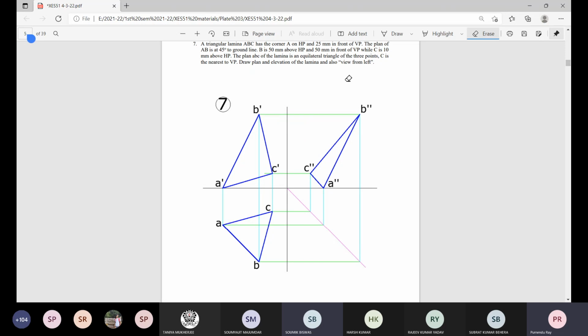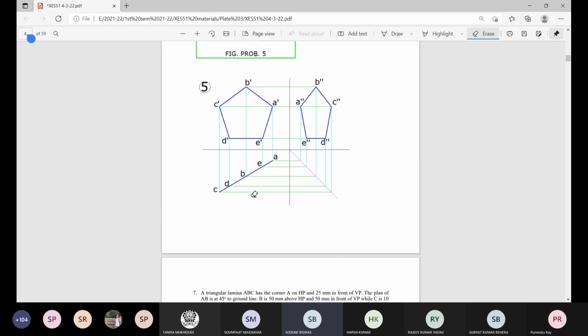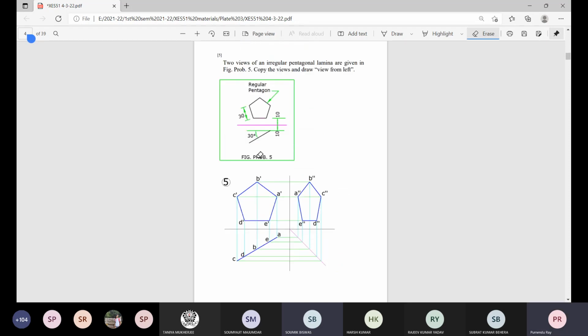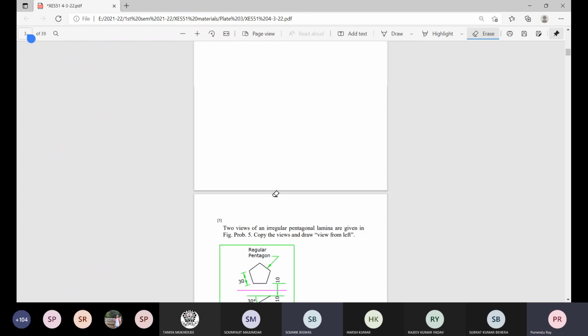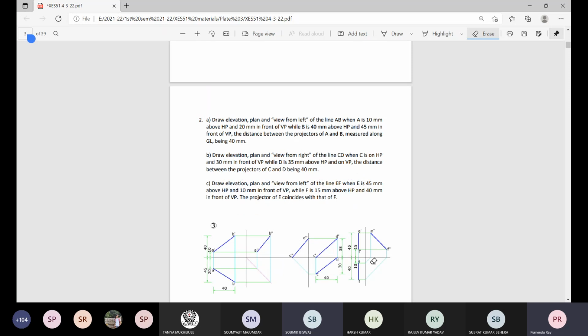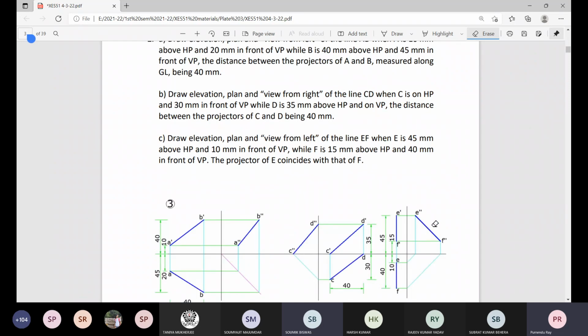Now regarding other, I think problem 5 was discussed. It was discussed in detail. Other problem 2 was also discussed, 3 was also discussed. No, this is problem 3 actually. I have written 2A, it should be 3A. 3 parts are there, 3A, 3B and 3C. Now this 3C part, here you will find it is parallel to the profile plane. Okay.